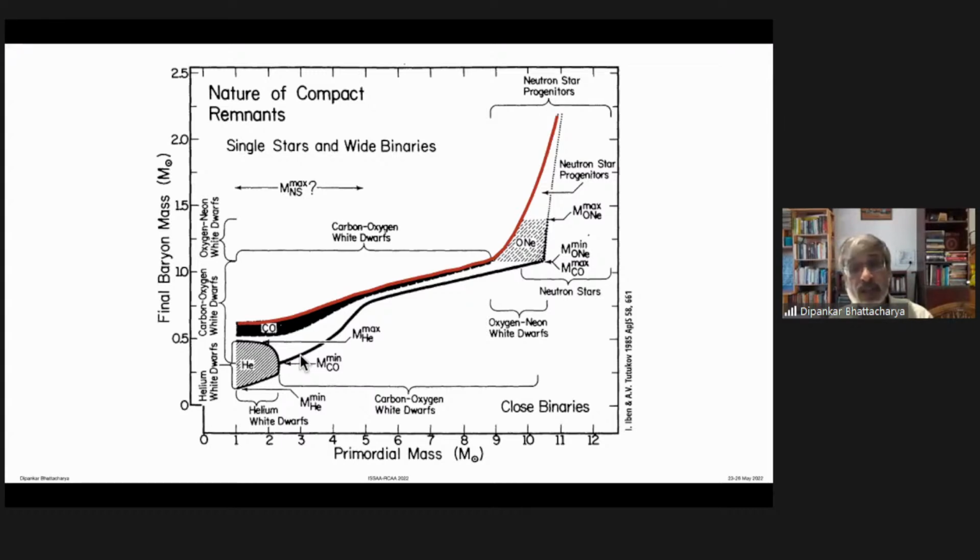By and large, most stars are in binary systems, and if they are in a binary system, how close a binary was it? What kind of companion there was, and so on. So therefore, there's a whole range of initial masses that can lead to the product of a certain kind.